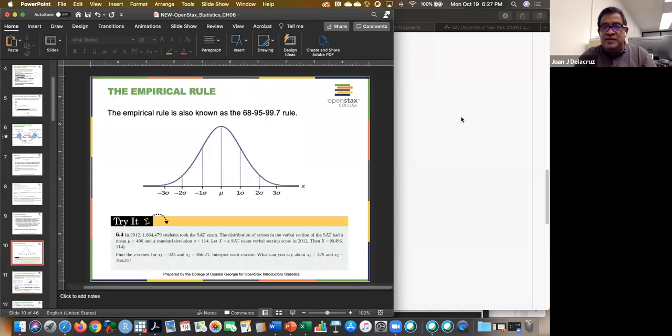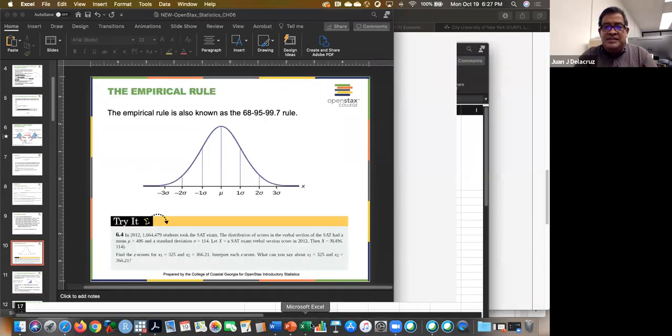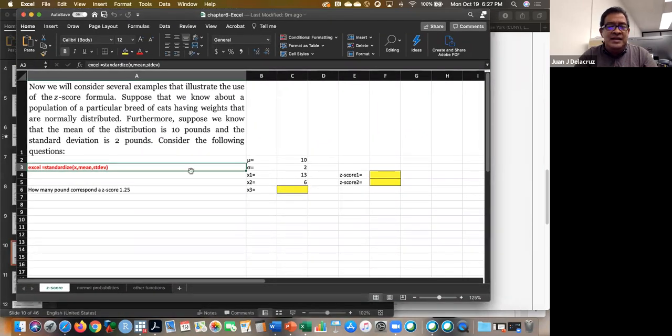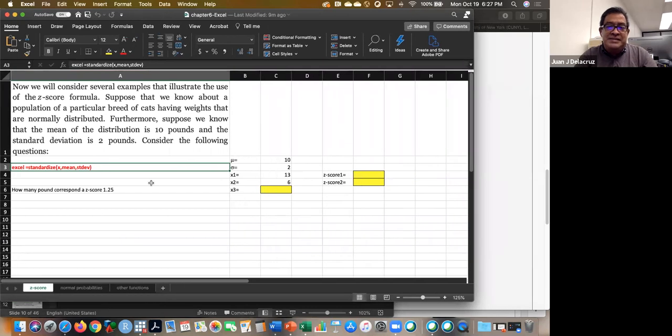Before this, let me open the Excel file. I did this little Excel exercise for the class. It's very simple, extremely simple. In the first case, it says now we will consider several examples that illustrate the use of the Z score. I copied this from a website. I don't remember the website, but I didn't do this, somebody did it, and I just copy and pasted it.